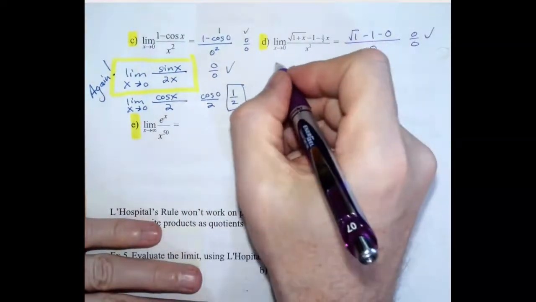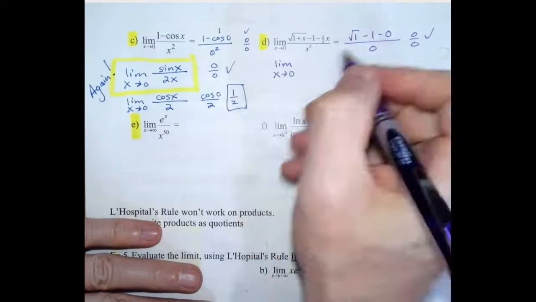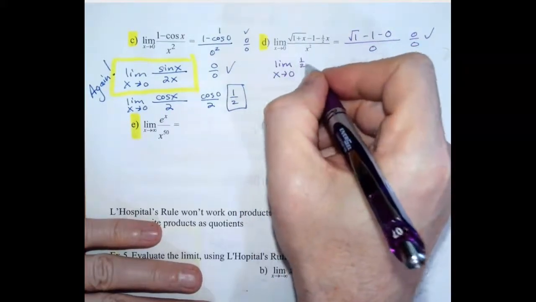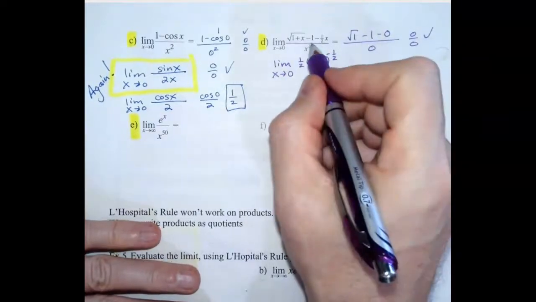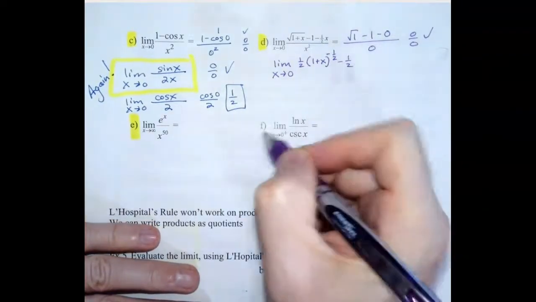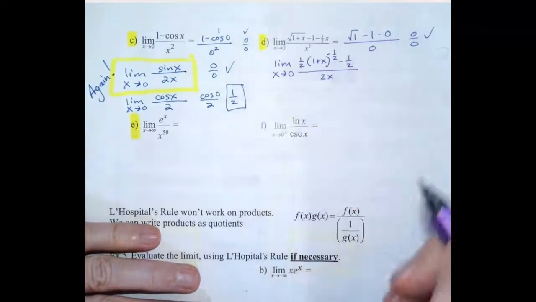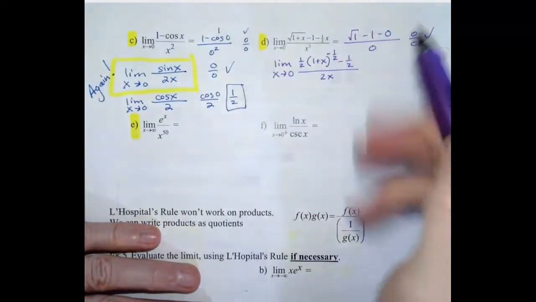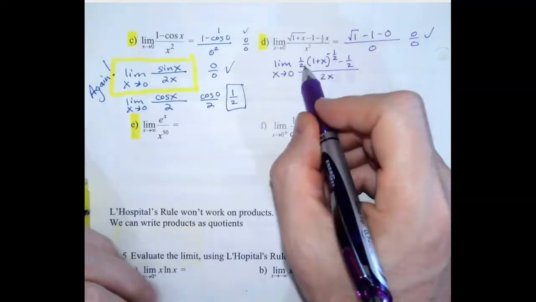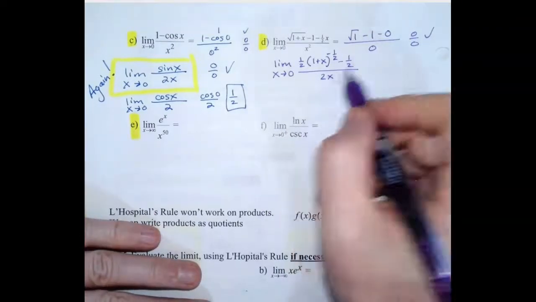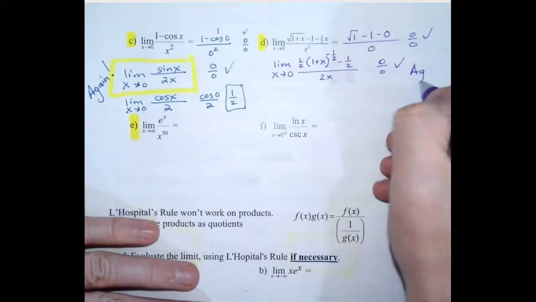Alright, so the limit of the derivatives. So that's going to be 1/2, 1 plus x to the negative 1/2 minus 1/2, all over 2x. Okay? So if I plug 0 in there, it is 1/2 minus 1/2, which is 0 over 0. So I get 0 over 0 again. So I do it again.